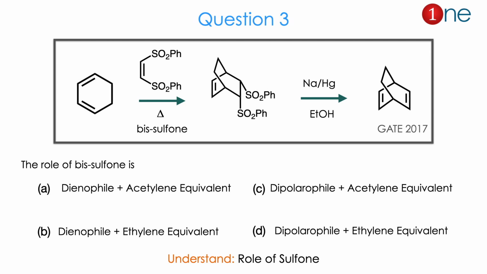Here they ask about the role of bisulfone. Whether bisulfone is a dienophile or a difluorophile, whether it is an acetylene equivalent or an ethylene equivalent, whether triple bond or double bond. So from the reactant and reagents, you might consider which alkene or alkyne equivalent it is. So the role of sulfone is the real question here. The answer is A. Let us see how.